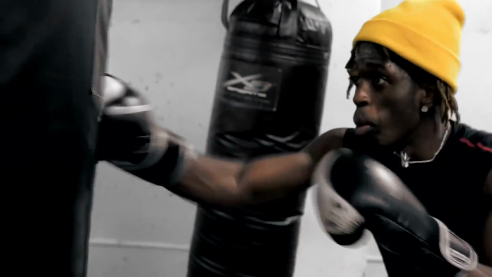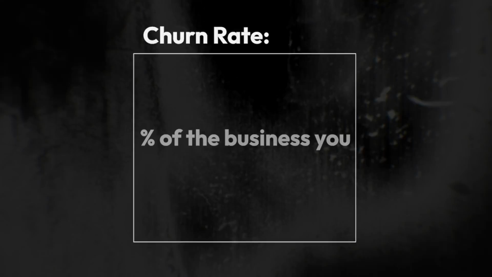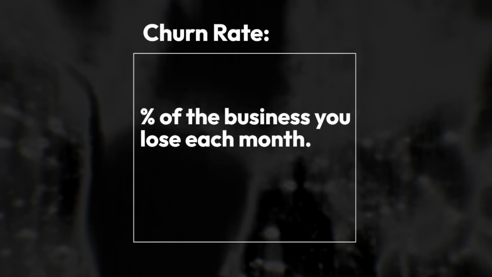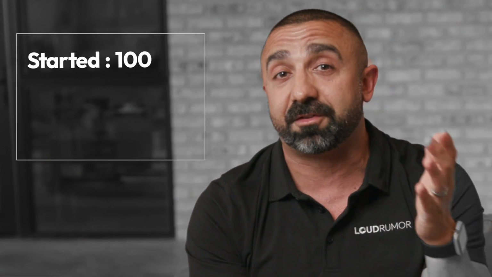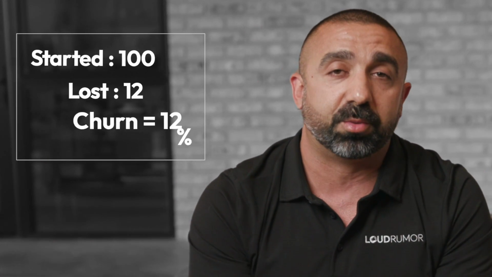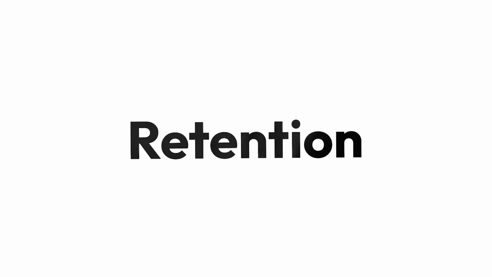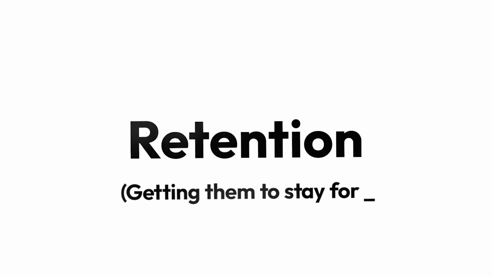In the fitness industry, for example, it's common to see pricing like this. A small group training gym might charge $199 per month with a 12% monthly churn. Churn being the percentage of business you lose each month. So if you started the month with 100 customers and you lost 12 of those customers, your churn was 12%. Getting the churn down is extremely important because that impacts one of the three variables in increasing lifetime value, and that's retention, or getting them to stay for longer.